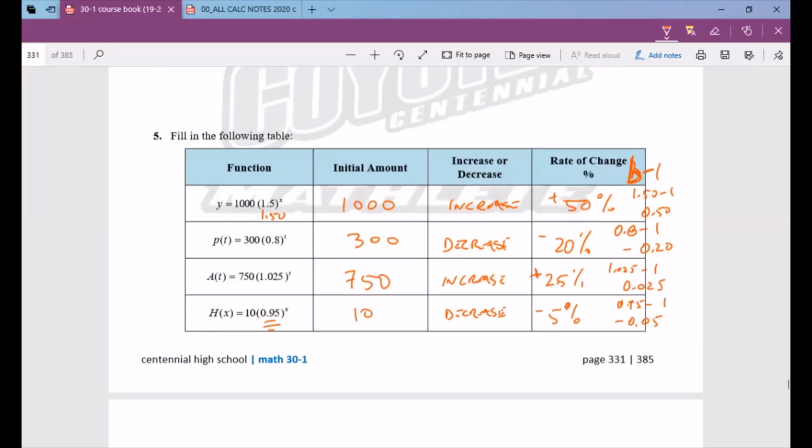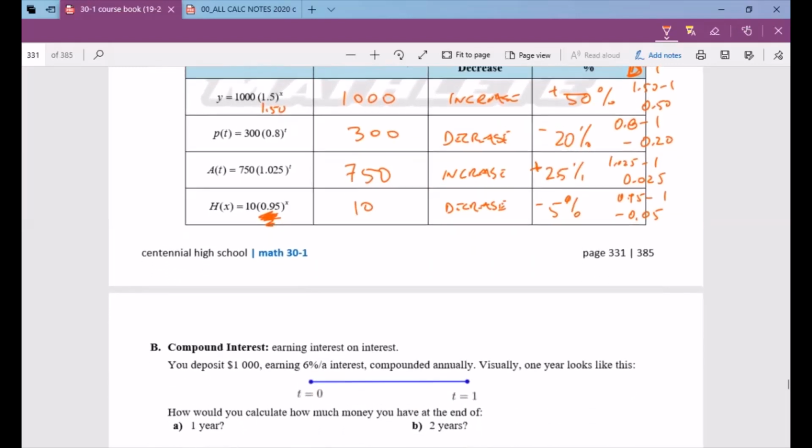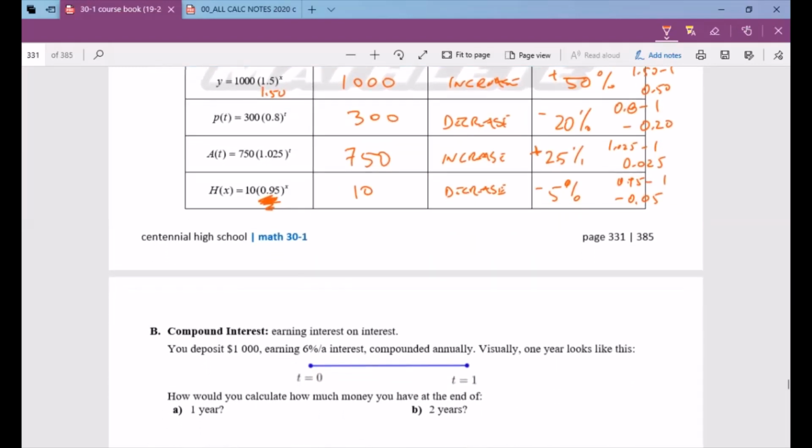So really it ends up being that how different is this from 1? How much above 1 or below 1 is that b value? And that will be a rate of increase or decrease as a percent. You multiply by 100. And that's it.